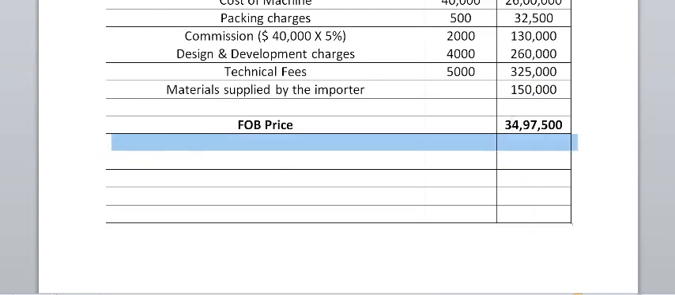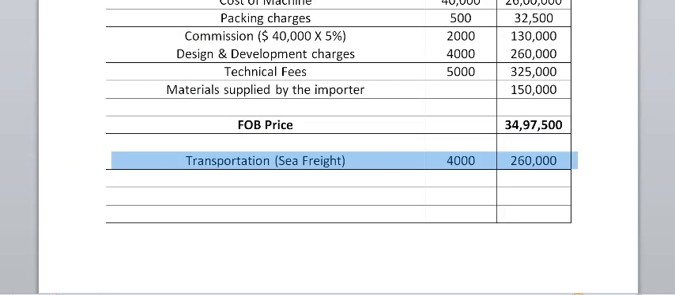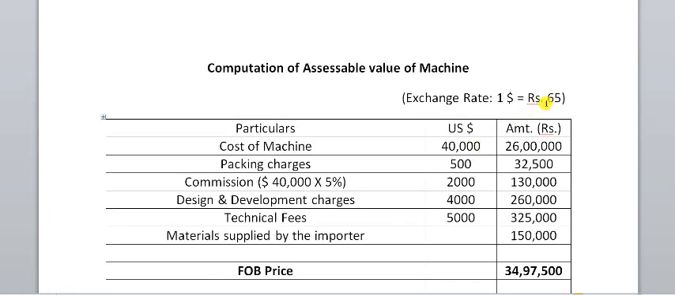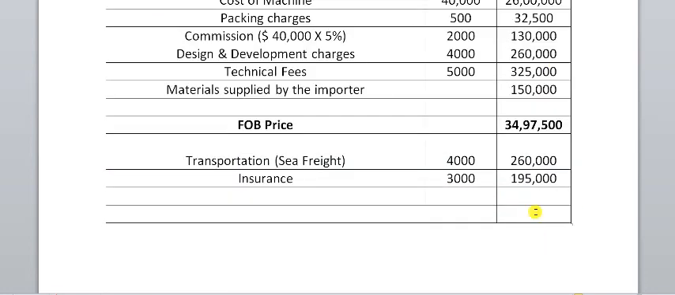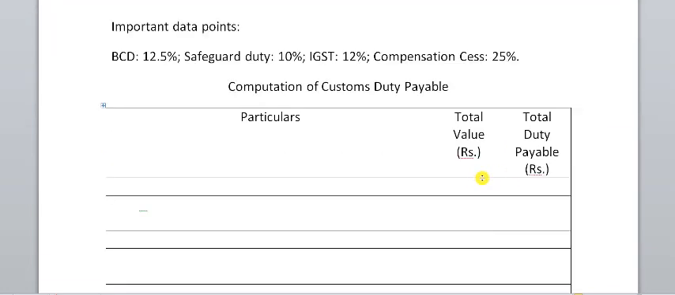Next, once you get the FOB price, take the transportation cost. Here it is sea freight, so take the amount directly. 4,000 into 65, so you will get 2,60,000. Add insurance also, 3,000 into 65, so 1,95,000. And at the end, assessable value of machine is 34,97,500 plus 2,60,000 plus 1,95,000, that is 39,52,500.